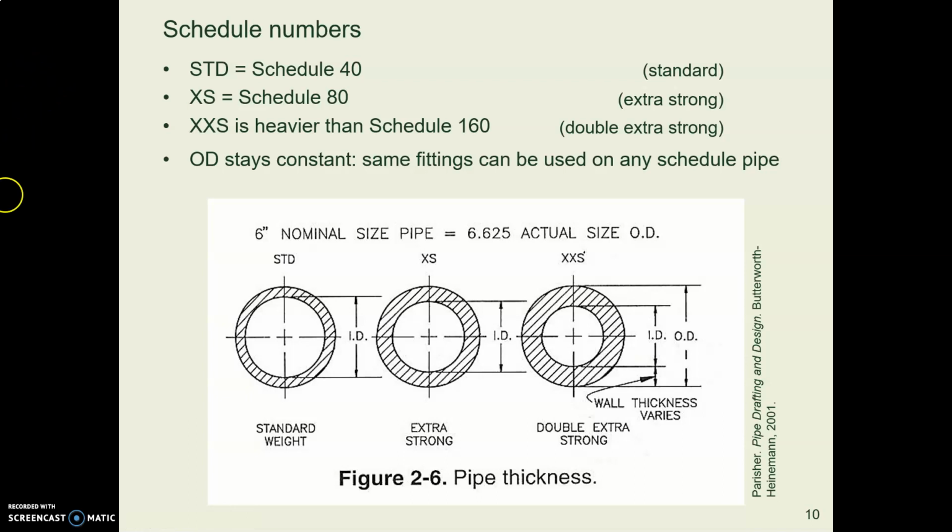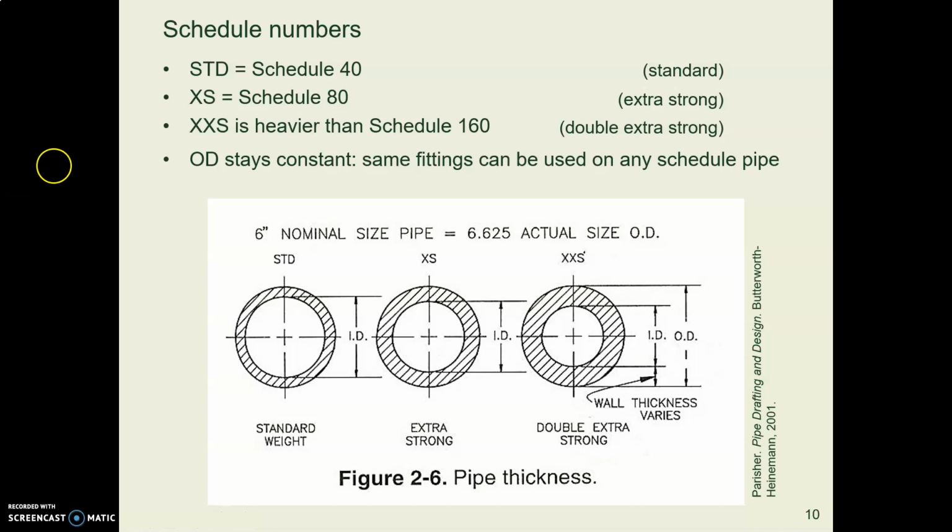You can get pipe that is heavier. It's called extra strong, also known as extra heavy, also known as Schedule 80. And when you look at the picture down here, you will see that the outside diameter of the standard pipe and the extra strong pipe remain the same, so that we can use the same pipe fittings on them. It's the wall thickness, and therefore the inside diameter, that changes as the pipe gets heavier.